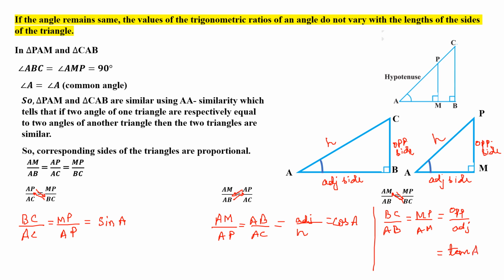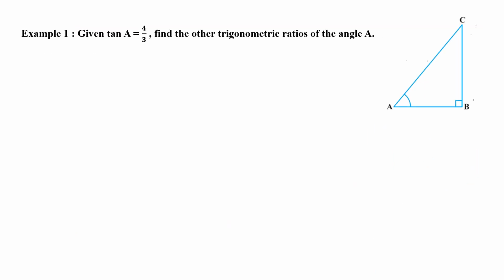Okay. So from here it is clear that if angle remains the same, the value of trigonometric ratios won't vary. It won't depend on the length of the sides of the triangle. That's what I have proved here, isn't it? In both the triangles, if you see the sine, cos and tan, these ratios are the same.